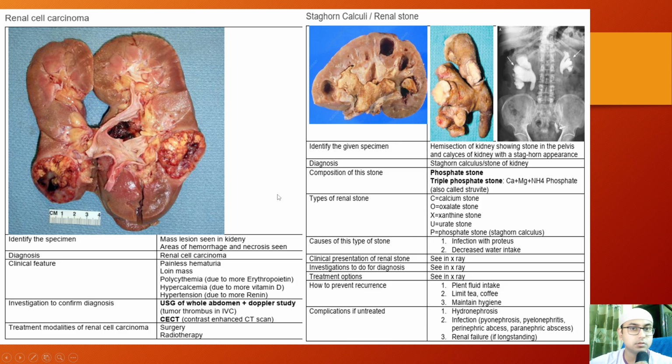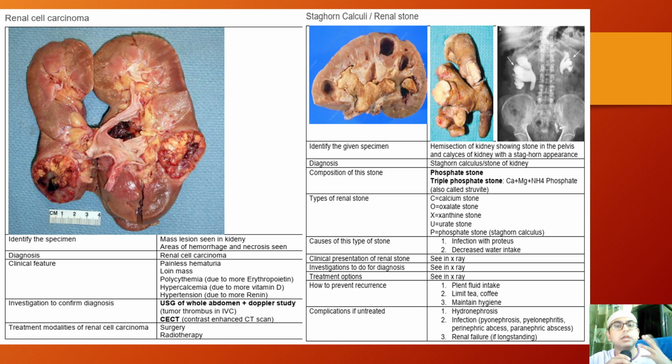And the renal stone, there are other renal stones, right? Calcium stone, oxalate stone, xanthine, urate and phosphate stone. Causes of the type of stone, what are the types? Infection with Proteus and decreased water intake. So it's advised that you must drink a lot of water to prevent any stone formation, because the kidney has the work of excretory function.